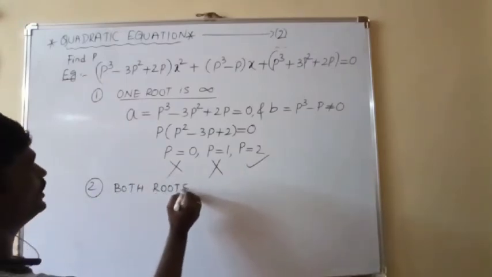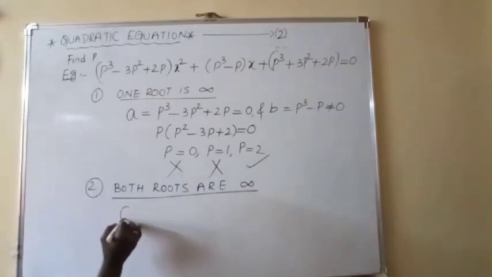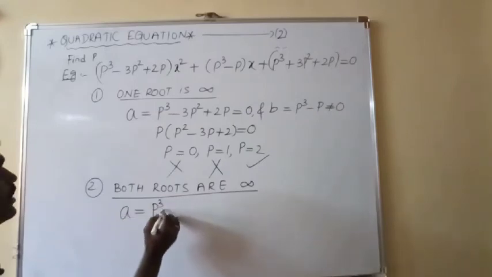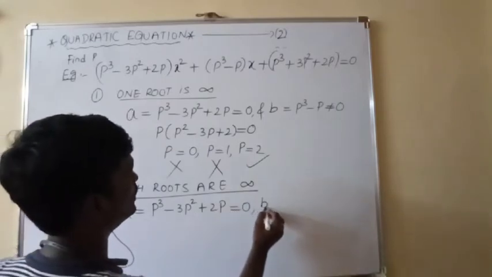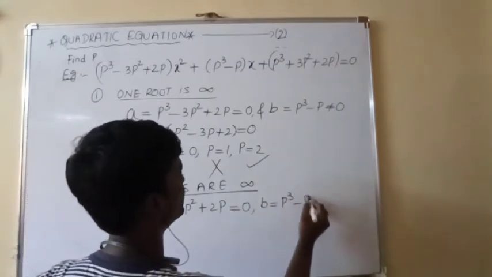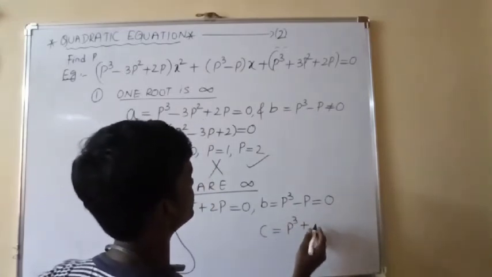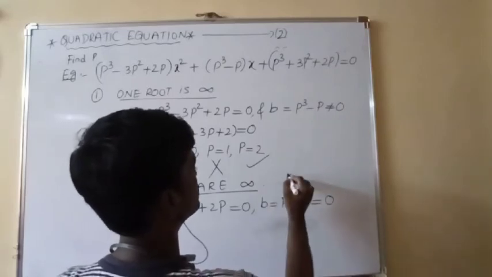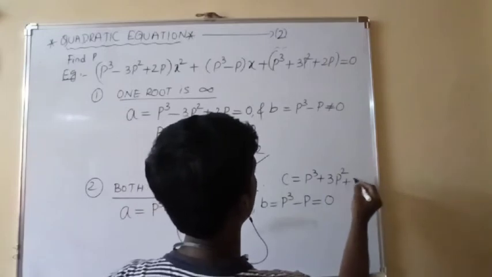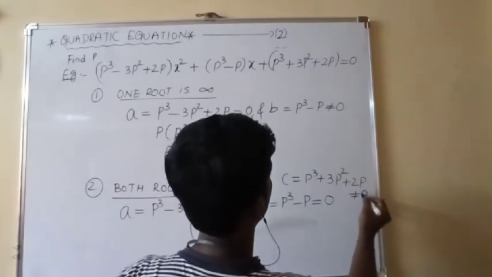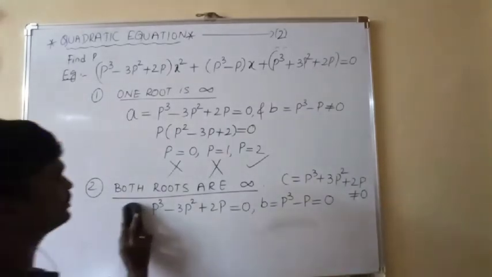Okay. Next, the second question: it is given that both roots are infinity. So the condition for this is a, which is p cube minus 3p square plus 2p, must be 0. b, which is p cube minus p, should also be 0. But c, which is p cube plus 3p square plus 2p, should not be equal to 0. A value 0, b value 0, but c value not equal to 0. Once again I am writing.